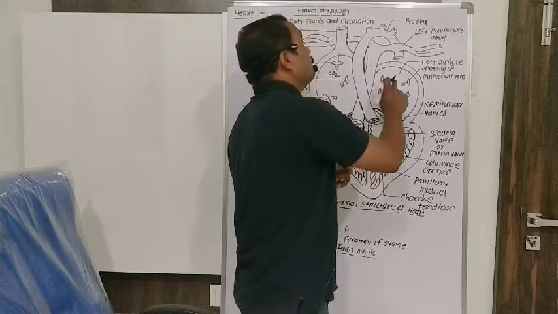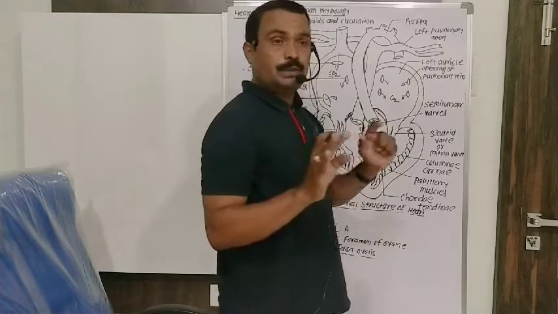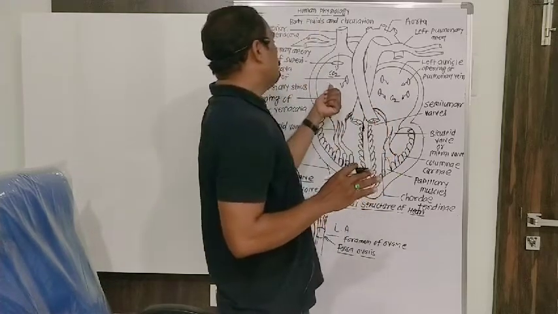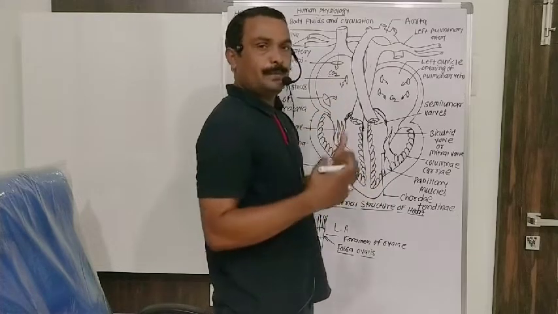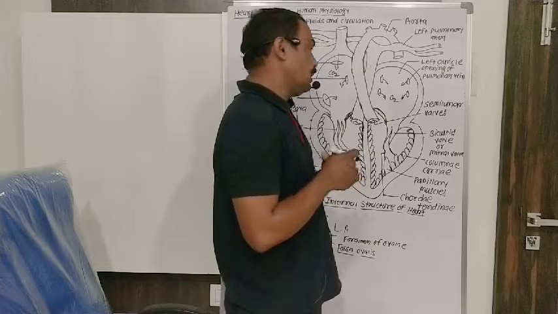Okay, but this opening is not guarded by any type of valves. But in the valves, the openings present in the right auricle get guarded by valves, which are useful to prevent backward flow of blood.